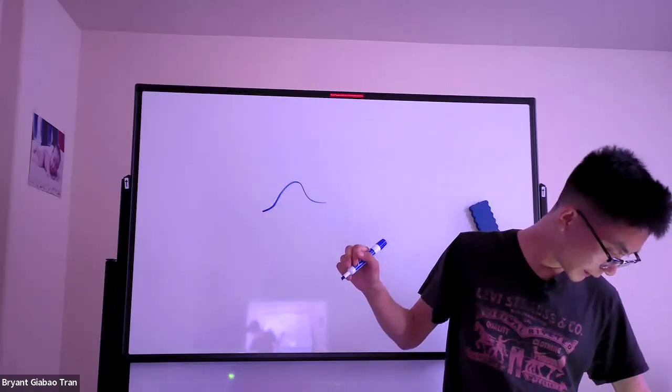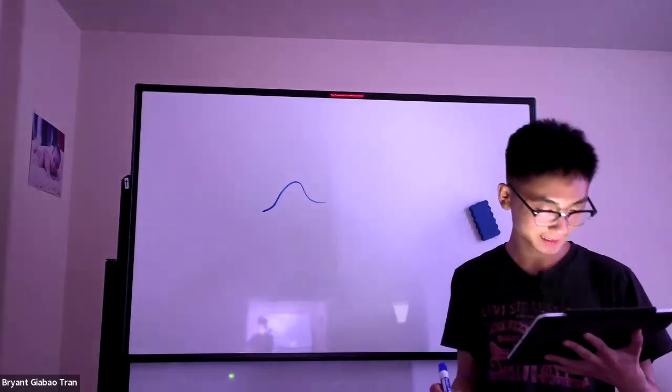Also, there are 1, 2, 3 different types of hydrogens. So 1, 2, 3. This one has 2 because it's symmetrical. This one has 3. 1, 2, 3, 4. Wait, no. Are these equivalent, like this one and this one? Yeah, those are equivalent. So okay, 1, 2, 3.